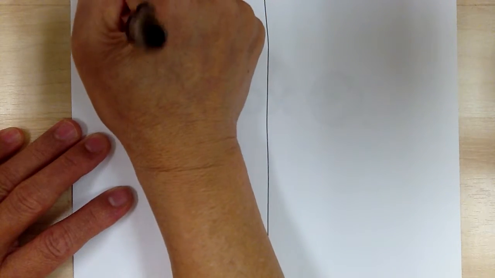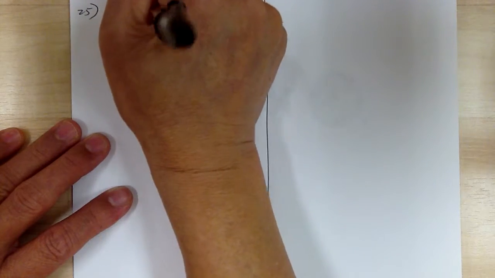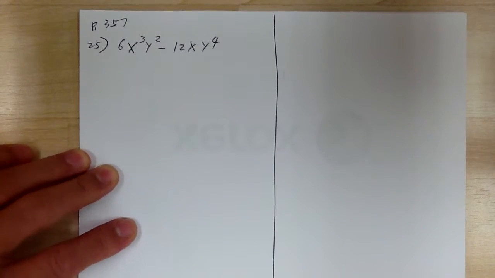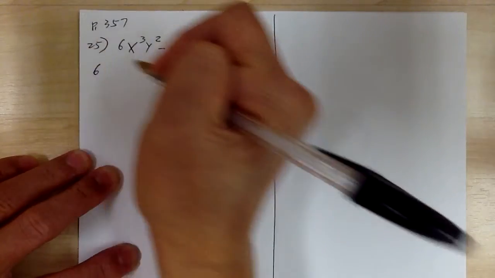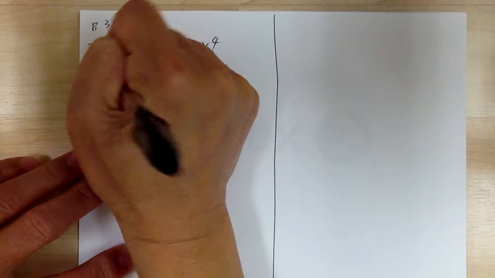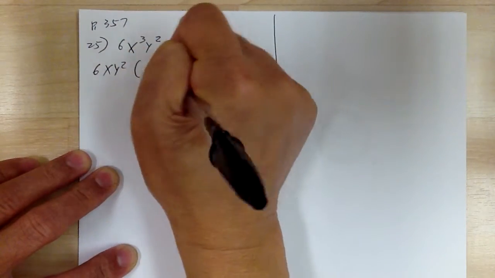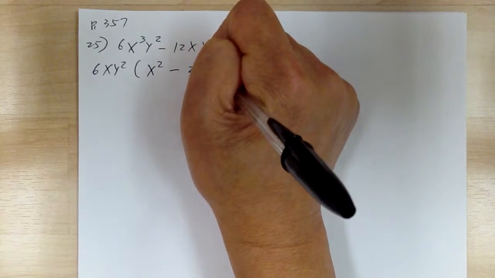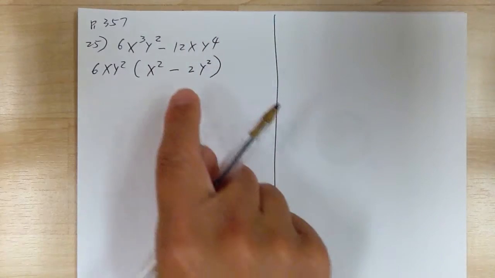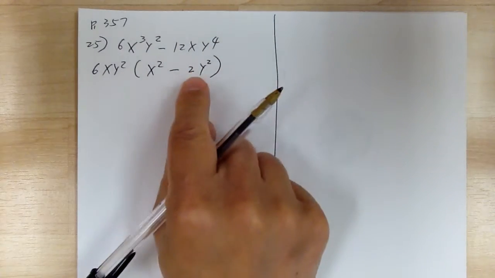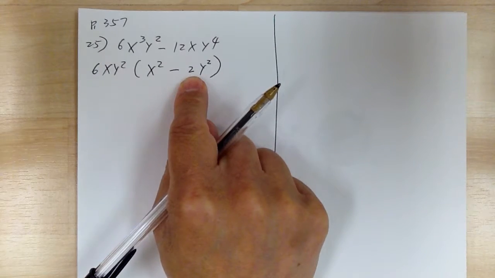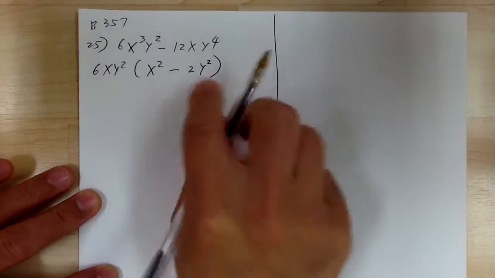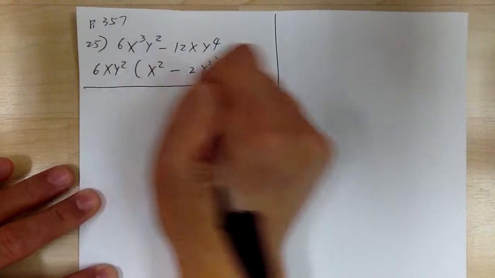Okay, so we got 6x cubed y squared minus 12xy to the 4. Okay, so step 1, common factor. You have to factor out the 6 and the x and the y squared. So you're going to get x squared minus 2y squared. Okay, and so you go to step 2, difference of squares. This is not a square, so cannot. So that's it. Okay, the master product is only for 3 terms only. So these 2 terms, you cannot even do the master product.